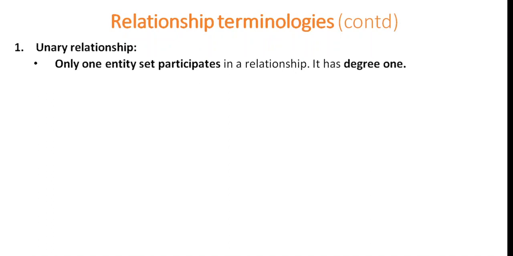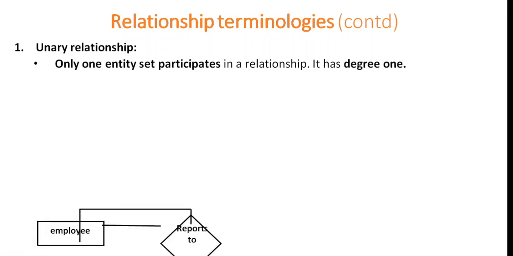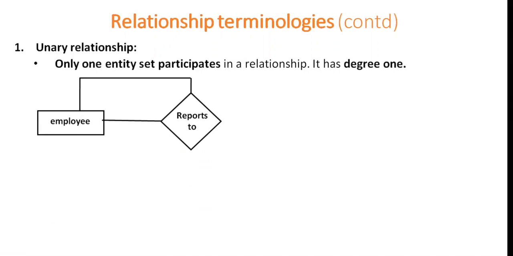The first type is the unary relationship. In a unary relationship, only one entity set participates in the relationship, that is, it has degree 1. For example, one employee entity consists of information about all employees, who are working in different designations. Suppose some employees are workers and other employees are managers. So workers are reporting to managers.